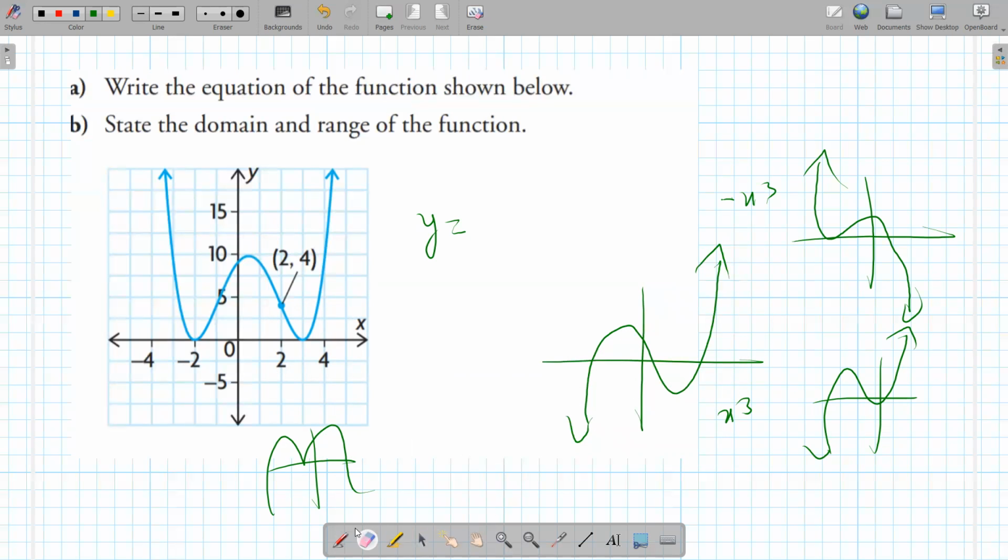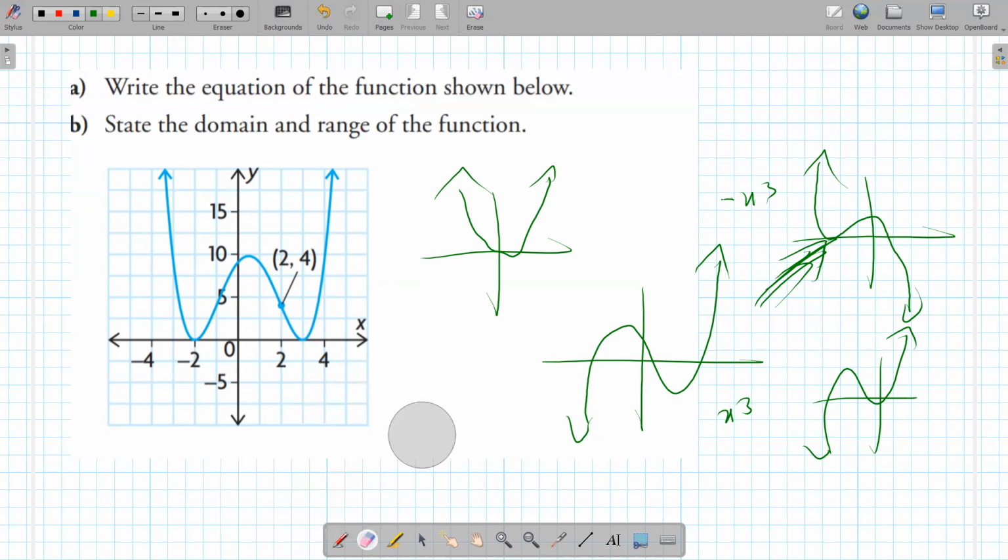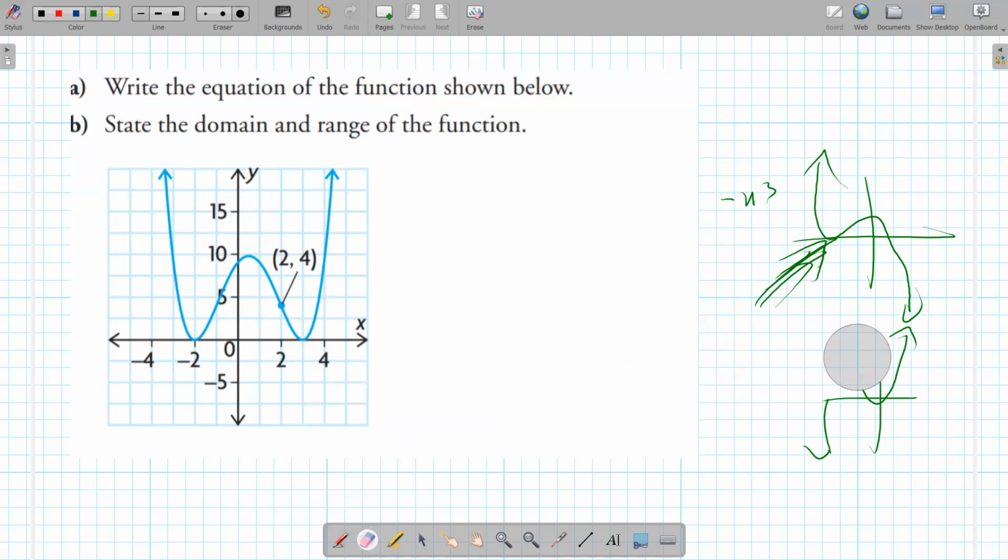Can you show me what x squared is? Well, x squared, you know, it's a U. Quadratic, right? x cubed is like this, positive x cubed. Negative x cubed is like that. And negative x to the 4 is like this. So this one is a positive x to the 4. W is a positive x to the 4.